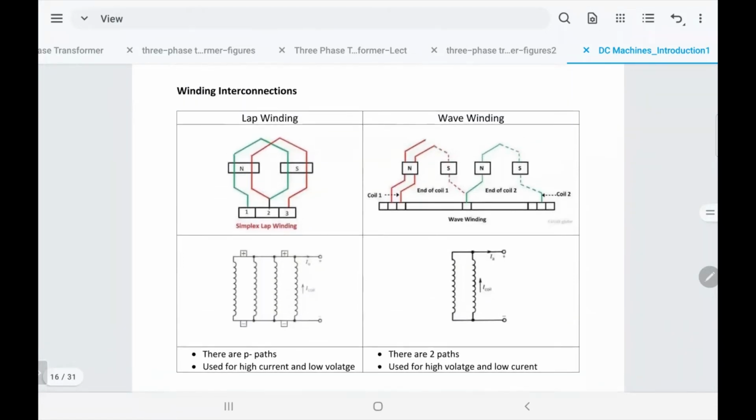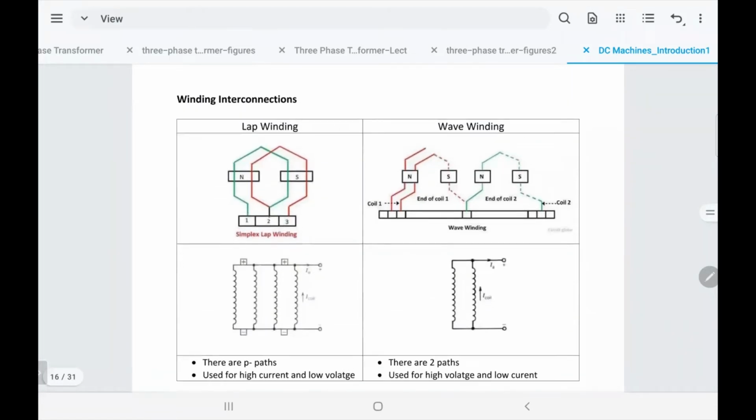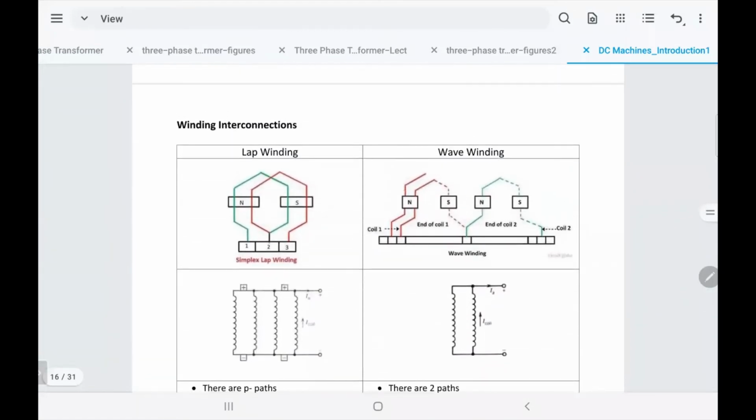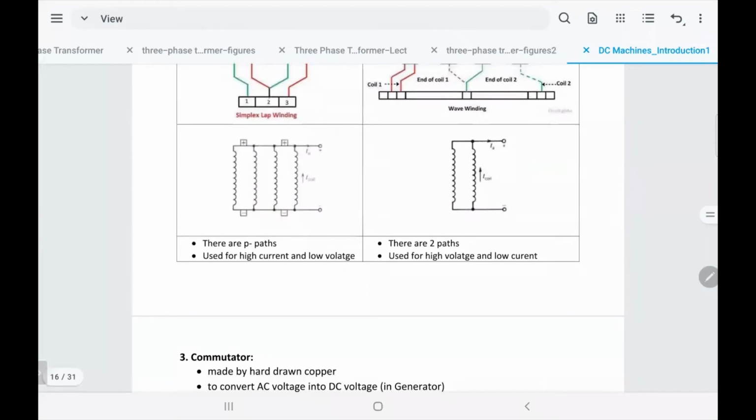The other kind of winding, wave winding, has only two paths, whatever the number of poles. They don't care about the current, they care about the voltage. So this kind of machine operates with high voltage and low current. That's mainly what I want you to understand. So let's call A the number of paths, which is equal to P, where P stands for the number of poles of the machine, and A is equal to 2 in wave winding. What is A? The number of parallel paths.